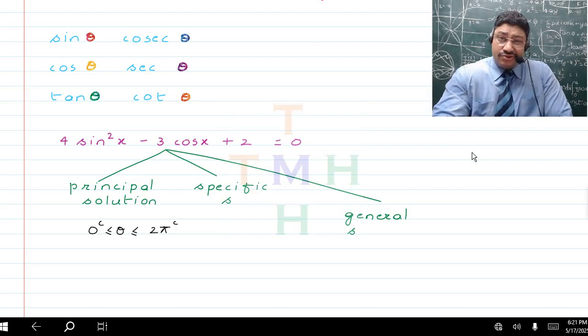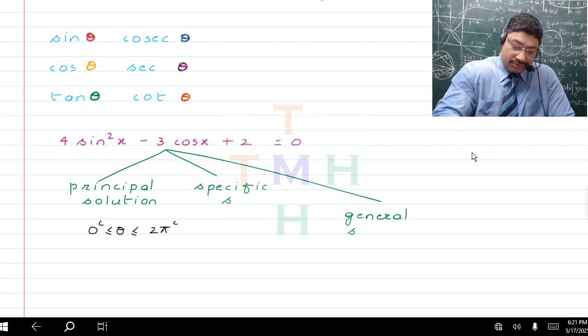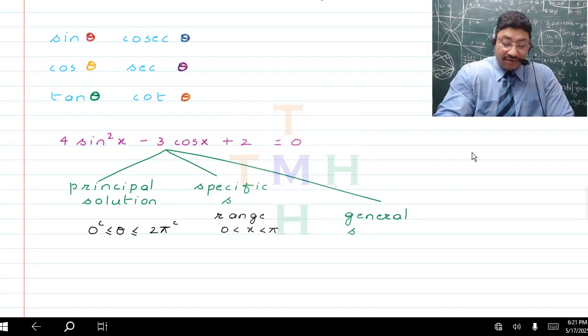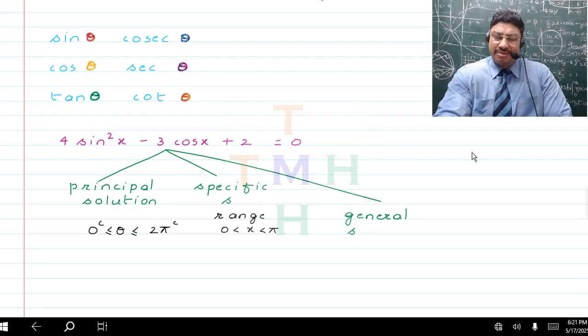Now specific solution will obviously be in a range of values. So you will be given a range of values, right? Let's say you'll be given, say, from 0 to pi, and in this range you will then have to find out the value of x, and there can be multiple stipulations, like here I have removed the equal to sign. So in that range, whatever solution you get is going to become the specific solution.